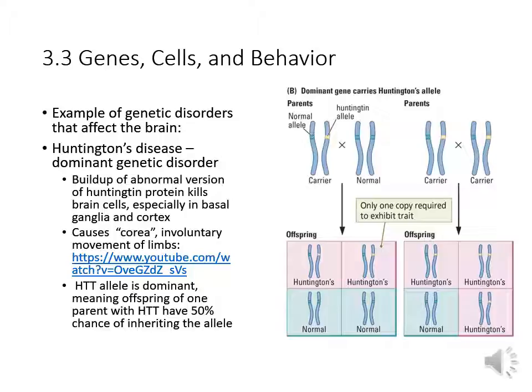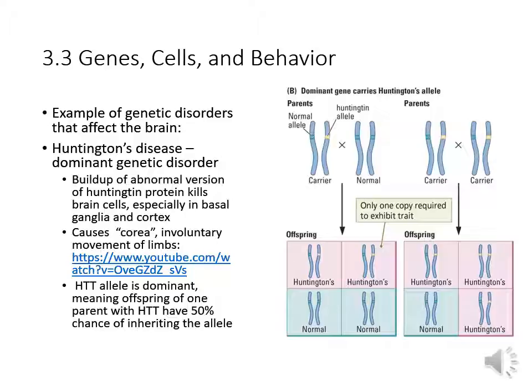An example of a genetic disorder that is dominant is Huntington's. So most of you are probably familiar with this. It's caused by an abnormal version of the Huntington protein, which kills brain cells, especially in the basal ganglia and the cortex. If you remember, the basal ganglia has a range of functions.